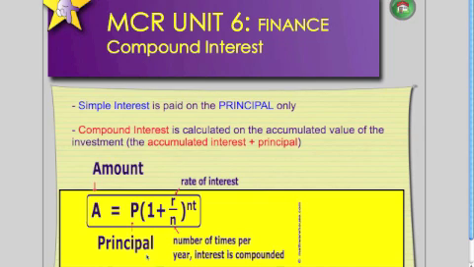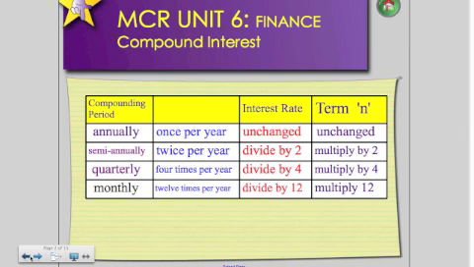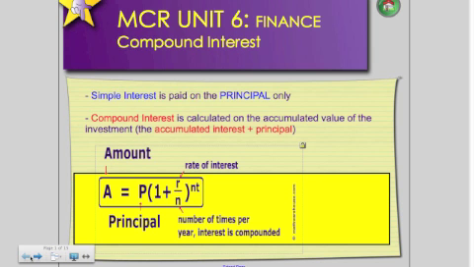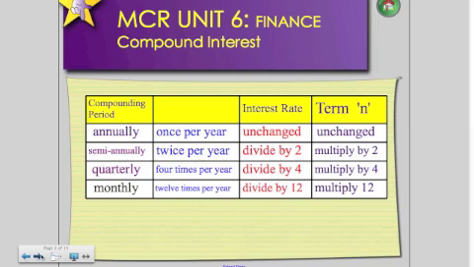Okay, so let's make this full screen. Now, important information about compound interest is that we're talking about putting your money into the bank account and you're going to earn interest off the amount that's already there. With simple interest, you are only earning the interest on the principal only. However, with compound interest, that is calculated based on the accumulated value of the investment, which is the interest plus the principal.